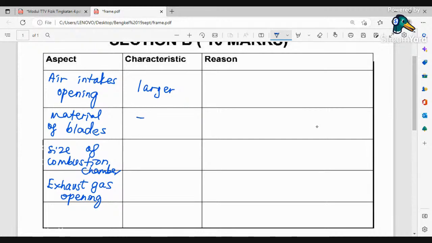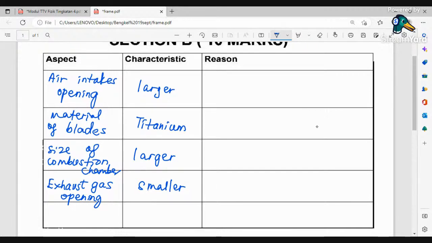Jadi untuk karakteristik air intakes opening mesti larger. Material ialah titanium. Size of combustion chamber larger. Exhaust gas opening smaller. So, nampak tak cara kita tulis? Jadi nampak jelas aspek dan juga karakteristik. Okay, now give reason.